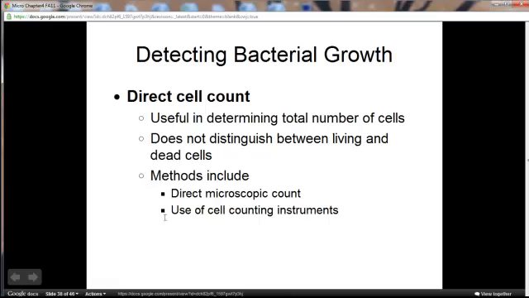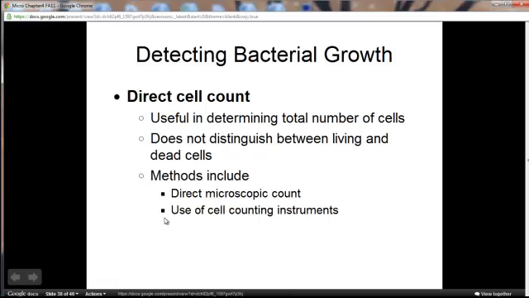So first, let's talk about methods that are called direct cell counting methods. Why would you want to use direct cell count? Well, it's fast, it's quick, and in some cases it's relatively cheap. You can quickly, within minutes, take a sample, a tube, and quantify how many cells are in there.